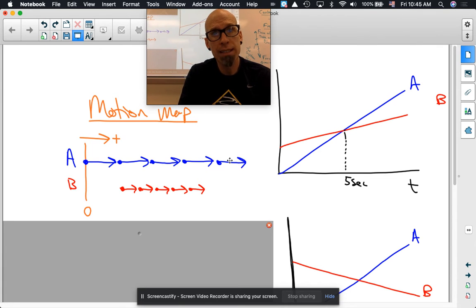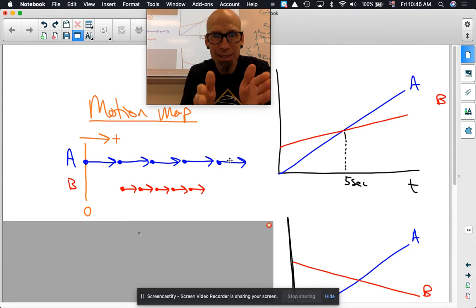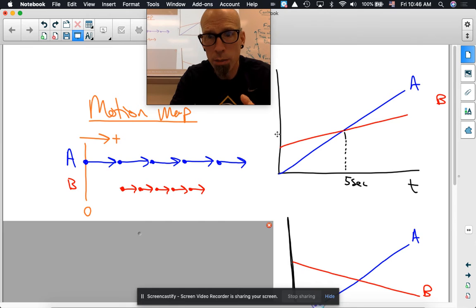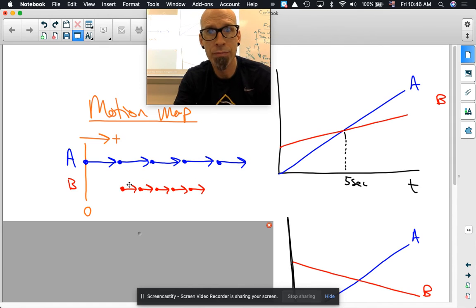You can almost think of it as an aerial view. We're looking down on the motion here, okay? So we can see what these two things are doing, and they're going to be side by side. They're not going to collide like the lines do. That's telling us where the positions are. It's not the actual path they travel. That's what the motion map's kind of showing. So that's why A looks the way it does.